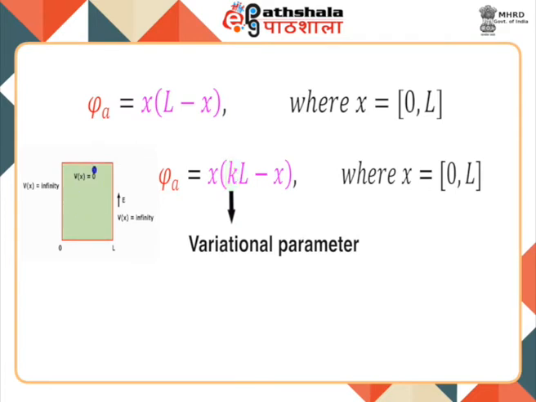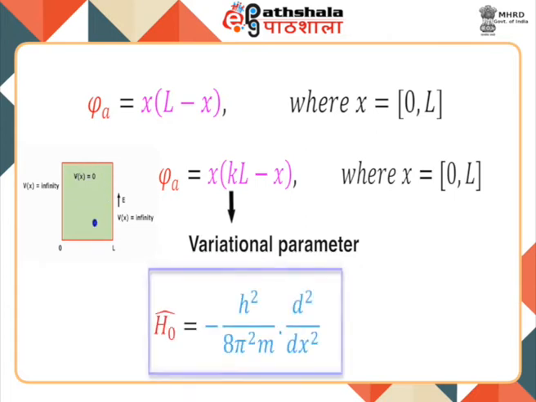The Hamiltonian for the particle in a one-dimensional box is as given by equation 4. That is, the exact Hamiltonian H naught is equal to minus h square upon 8 pi square m into d square by dx square, where m is the mass of the particle.